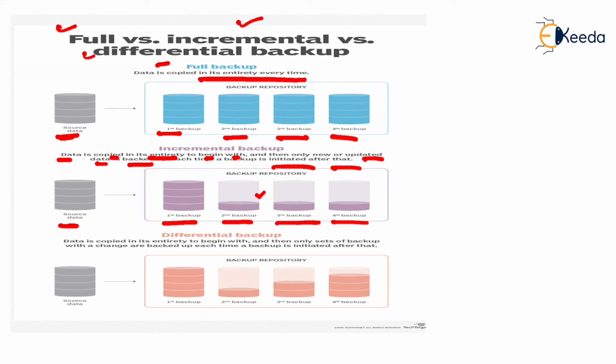Then coming to differential backup. Now in differential backup, data is copied in its entirety to begin with and then only sets of data with a change are backed up each time a backup is initiated after that. So source data, then first backup, second backup, third backup and fourth backup. So whenever there is a change, that data is backed up again.